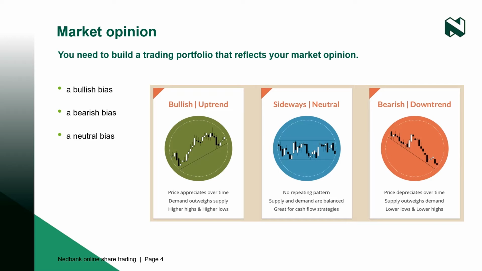In the markets, there are a lot of strategies available to trade these different biases. For example, a neutral bias is great for cash flow strategies. In this video, we will concentrate on the most basic task, which is to determine the predominant trend direction of the market and the likely movement of share prices.